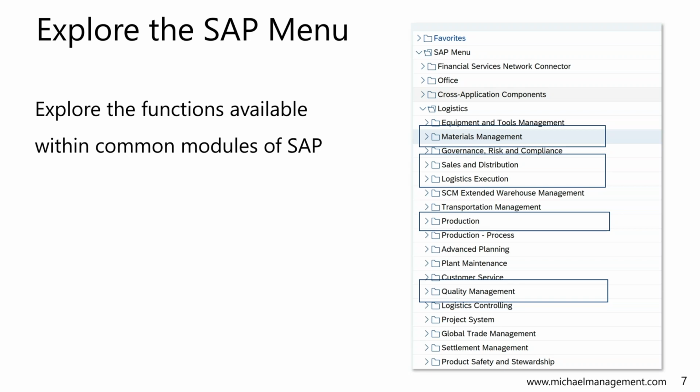So by navigating through that menu, you should be able to understand where the transaction is that you want, whichever one you're needing. You should be able to find which folder it's going to be in and then just navigate through those folders to find the transaction you want to execute.